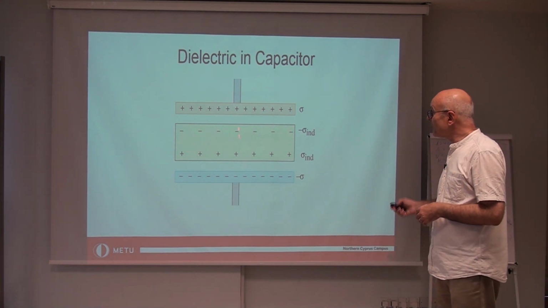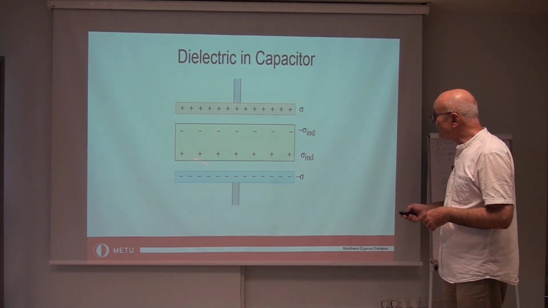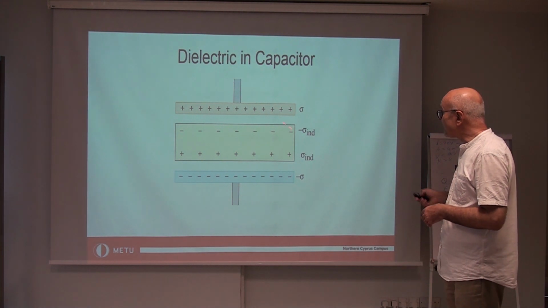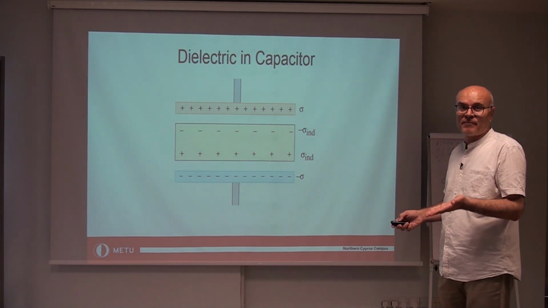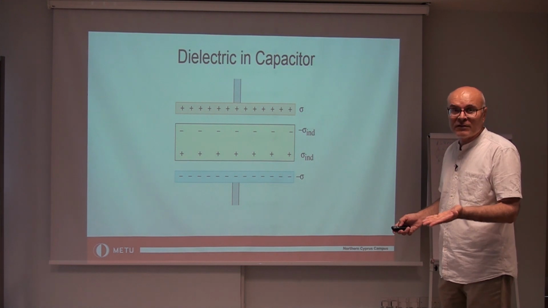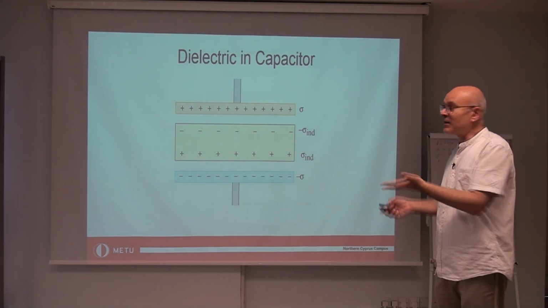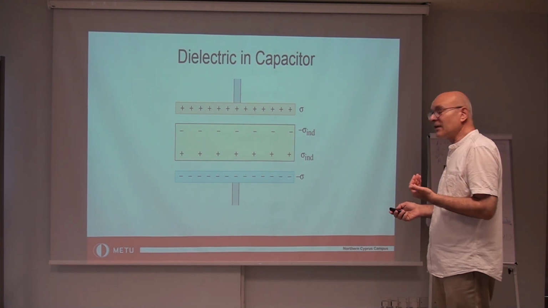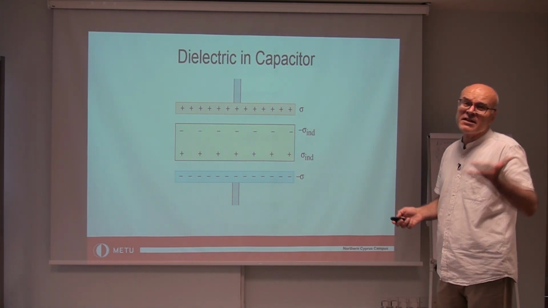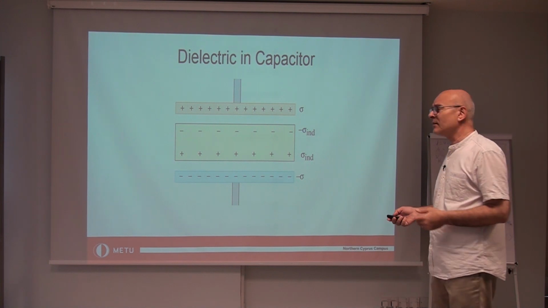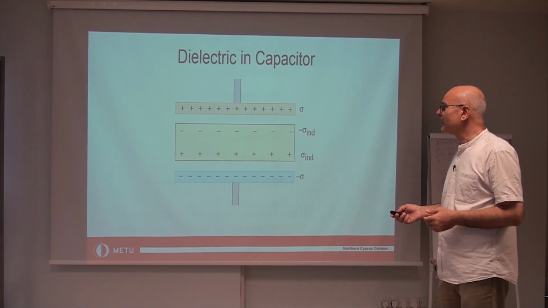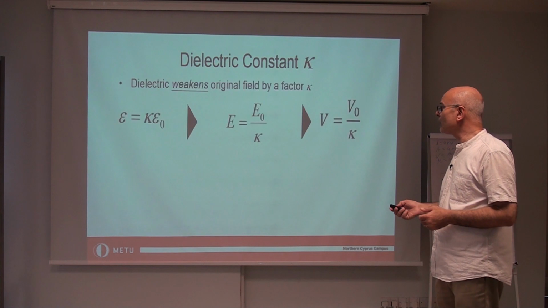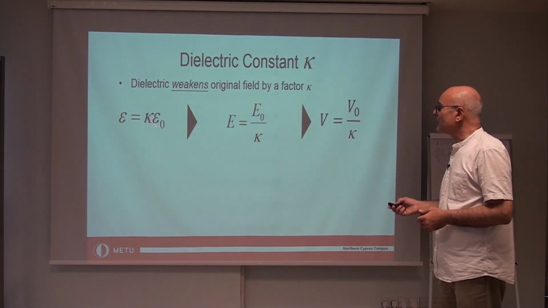Therefore, due to this induced electric field, the net electric field in the space between the plates drops now. When the net electric field drops, then the potential difference between the plates also drops. Okay? What is the consequence of this for the capacitance? It will increase the capacitance, as I have just mentioned before. Let's look closer. So this is what happens.